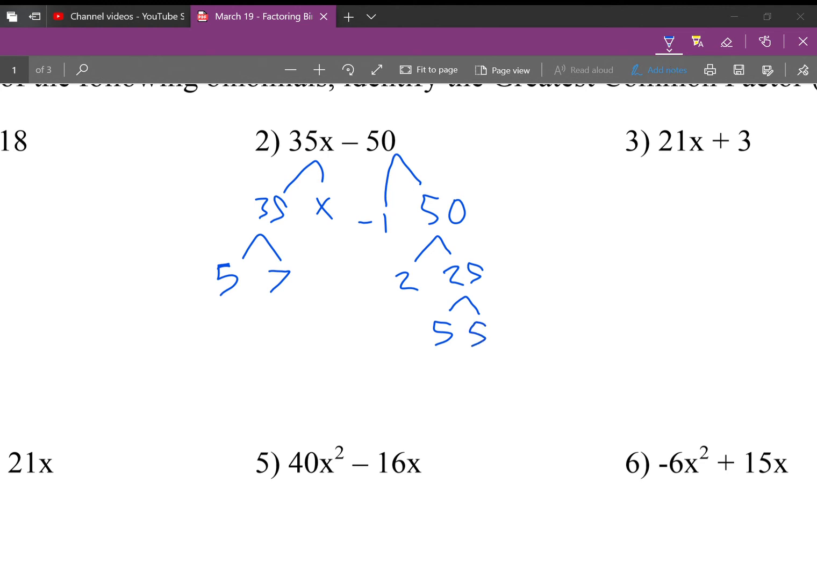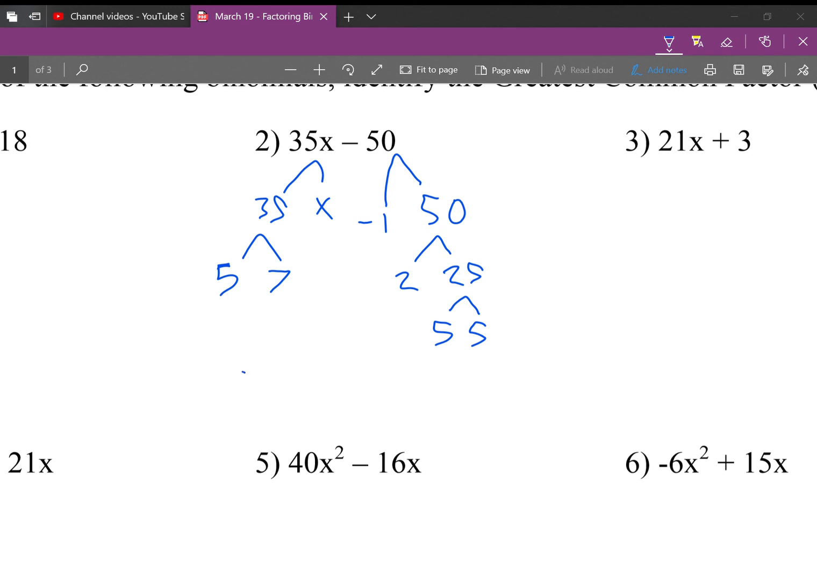Alright, so we've factored, and again, the only thing different that you're going to see today is when you have a negative number, whether it's the first term that's negative or the second term that's negative, you want to separate the negative out before you do the rest of your prime factorization.